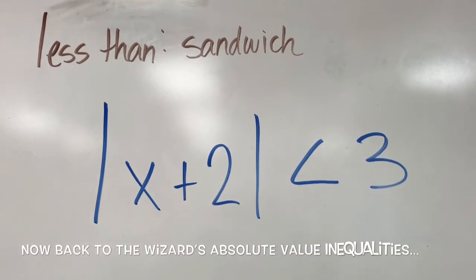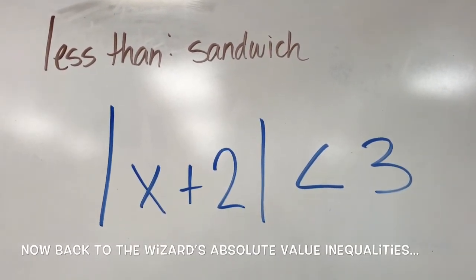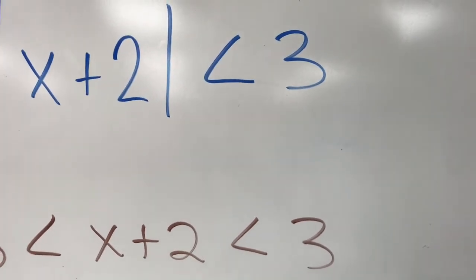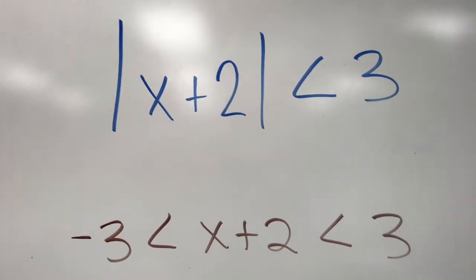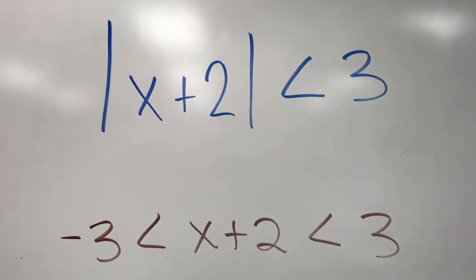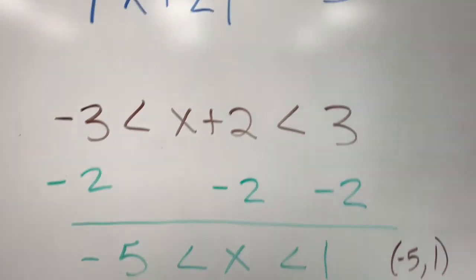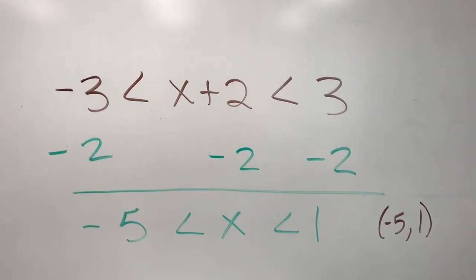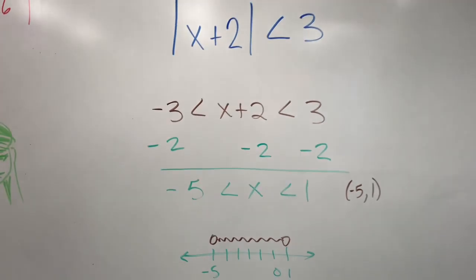If it's a less than problem, it becomes a sandwich. So we write it as it is, x plus 2 is less than 3 without the absolute value symbols. And we write the same symbol with the negative on the other side. And then we just solve it like a sandwich problem. Okay, and we end up with negative 5 is less than x, which is less than 1. And then we graph it. Easy as that.